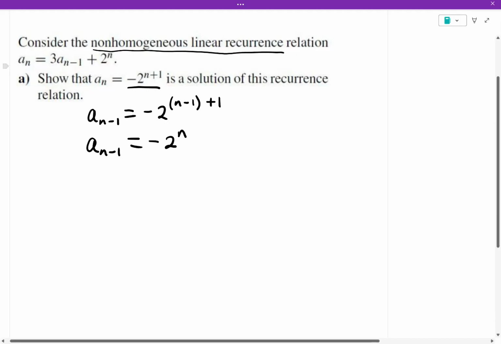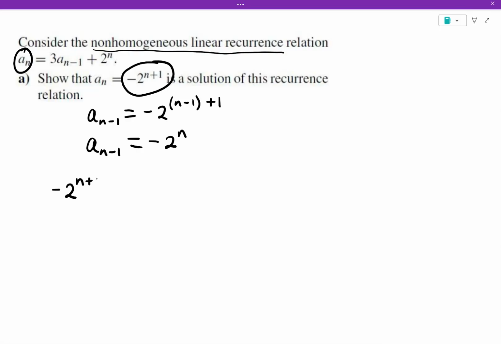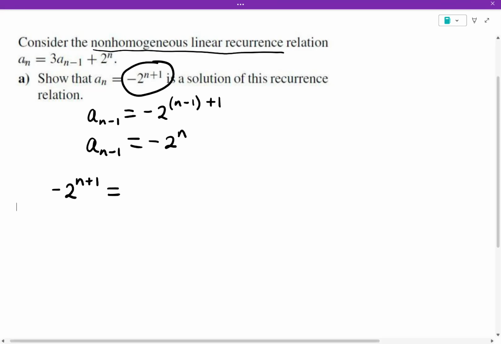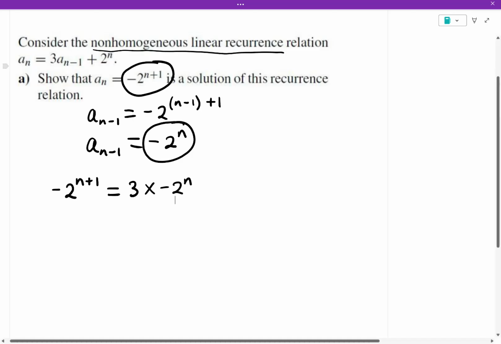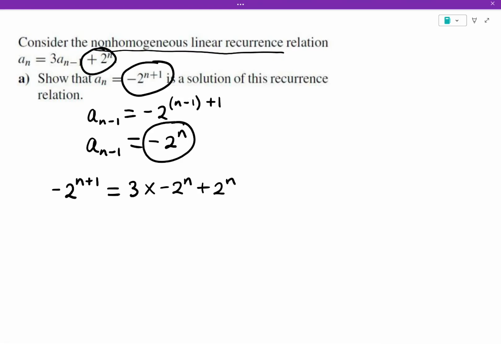So let's start doing it. a_n is going to be the negative 2 to the power of n plus 1. So negative 2 to the power of n plus 1. And then that's going to be equal to our 3 here, multiplying our a n subtract 1. So I'm going to write multiplied by, and then we've got negative 2 to the power of n. And then let's make sure we write out our non-homogeneous part, so the plus 2 to the power of n, like that.